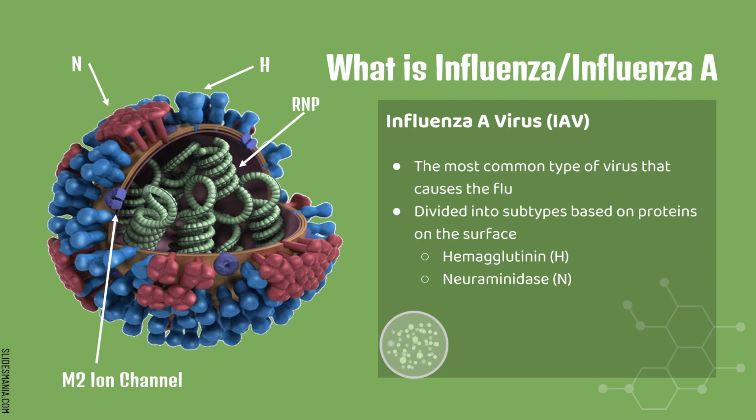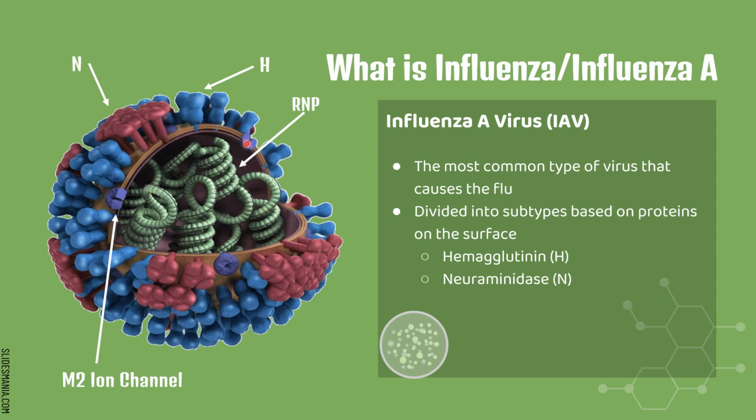One of the most common types of flu virus that causes the flu is influenza A. Influenza A is divided into subtypes based on the proteins that are on the surface. The first one is hemagglutinin, or H, and neuraminidase, or N. Does H1N1 sound familiar? Well, H1N1 is a subtype of influenza A. If you're interested, H3N2 is also a subtype.